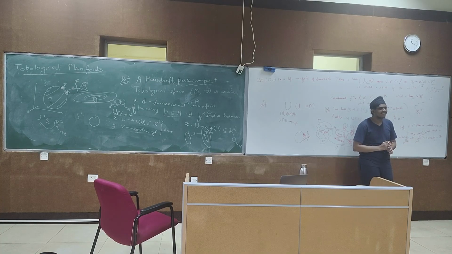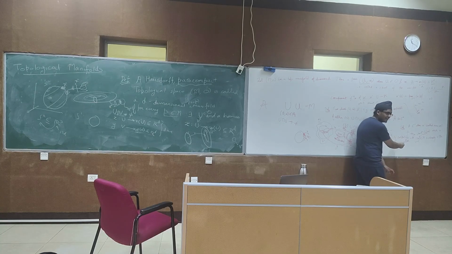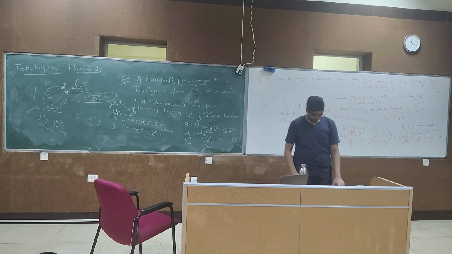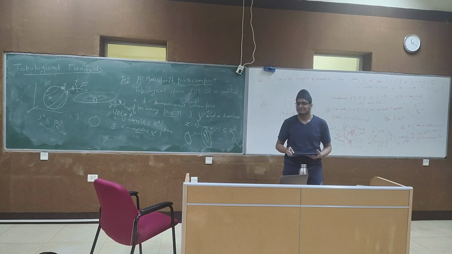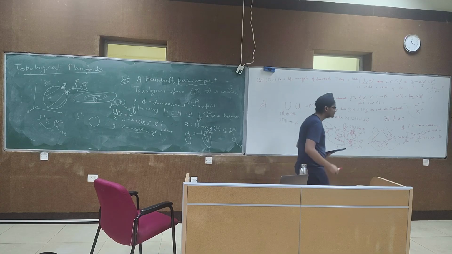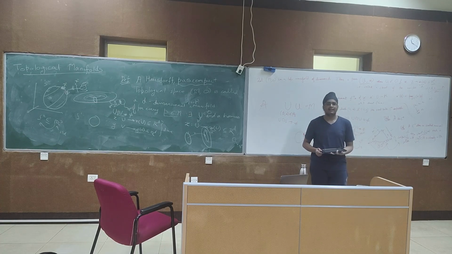One more thing. Is compatibility transitive? If two charts A and B are compatible, and B and C are compatible, are A and C also compatible? Yeah, you could write it right here, you could do a very similar thing from here too. Any more doubts?